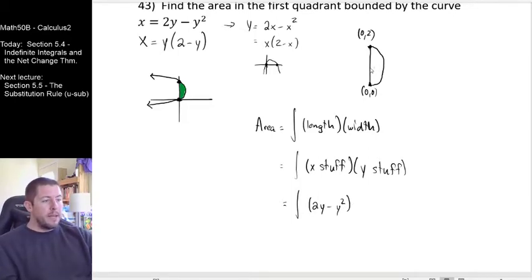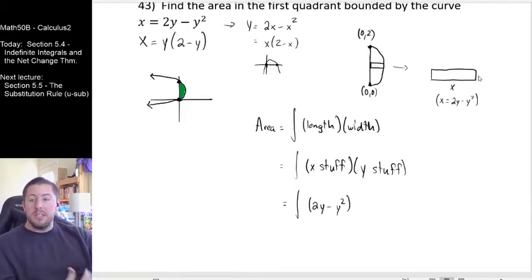So what I'm picturing for myself here, very importantly, is this is my Riemann rectangle right here. I'm picturing a whole bunch of rectangles that look like this guy. I'm going to draw this rectangle a little bit bigger here. This rectangle that I'm imagining right here has width of x, or we know x is 2y minus y squared. Notice that we are imagining this Riemann rectangle.